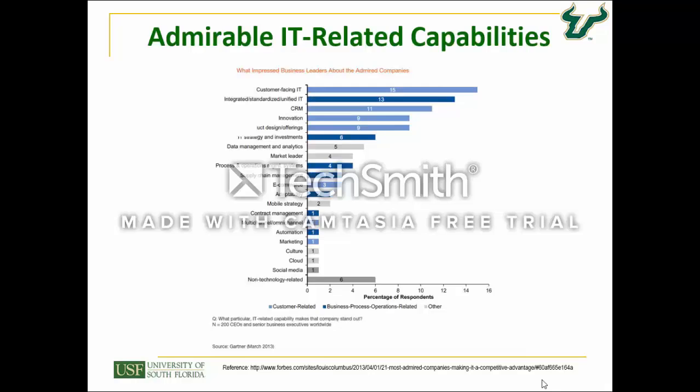In a 2013 report by Gartner, 200 C-level and senior business executives were asked what particular IT-related capabilities make a company stand out. This slide shows the results, and 4 of the top 5 factors are customer related. Competitive advantage occurs when there is a difference between an organization and its competitors that matters to customers. IT can drive long-term competitive advantage as long as the organization's culture is able to strategically analyze the market and quickly identify internal and external opportunities for advancement.